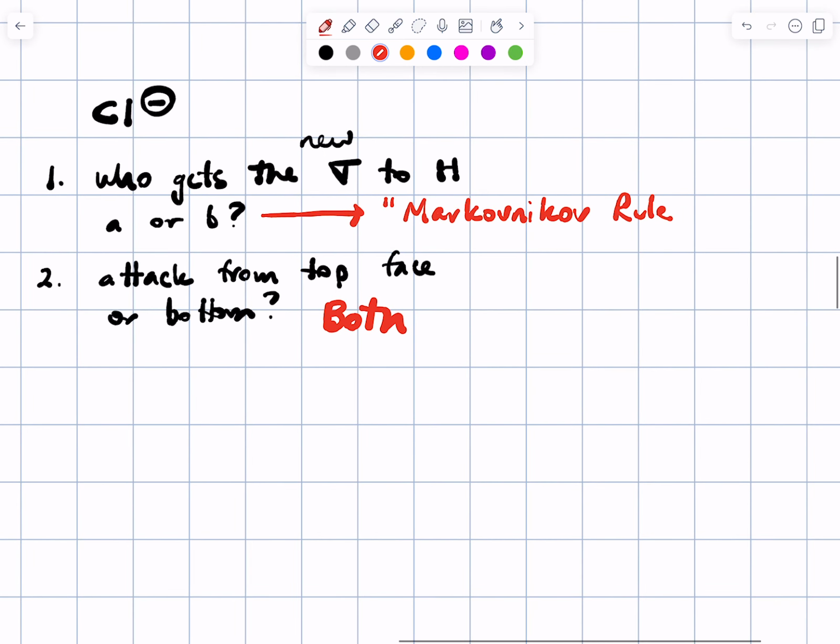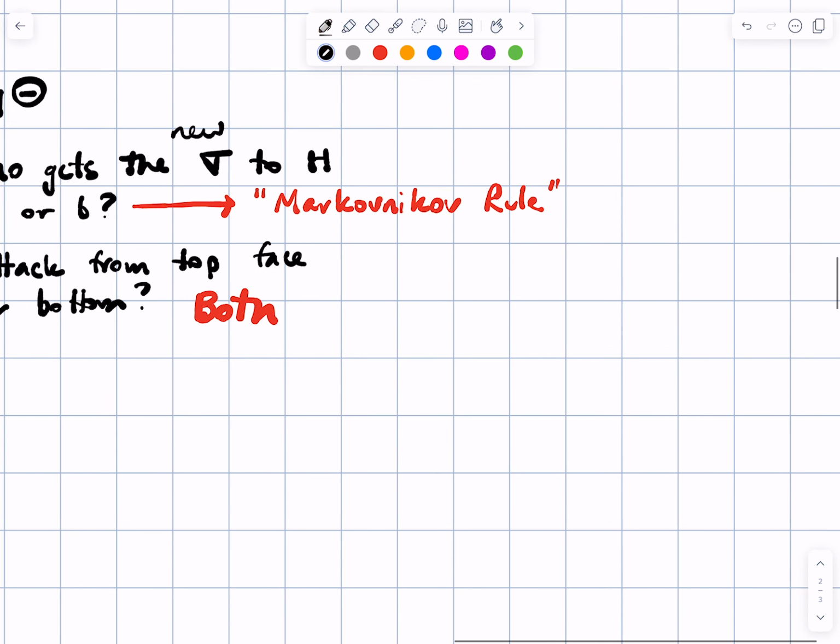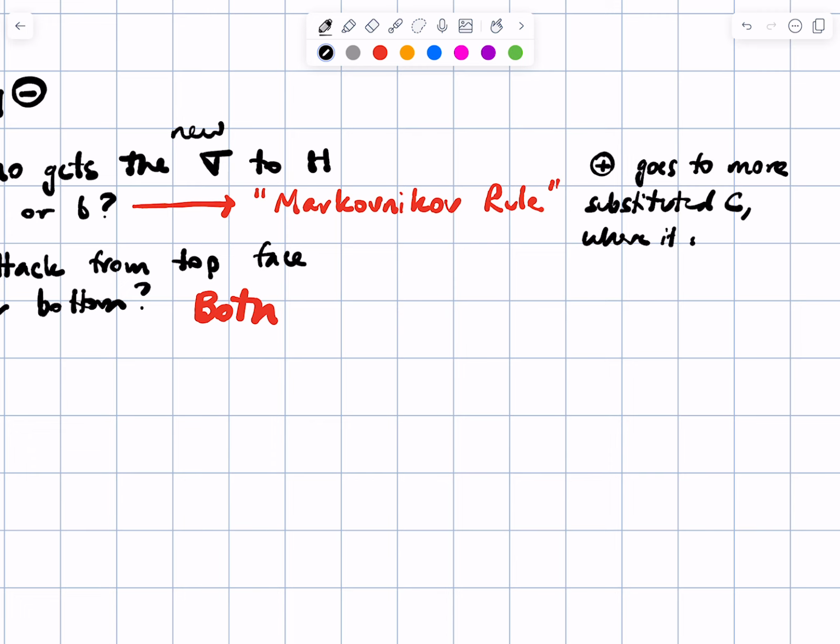which, you don't have to memorize the names of rules. You don't have to memorize rules that are named after dead people. You don't even have to memorize rules that are named after live people, but your text will use this, and I might occasionally use this. But the rule here is the plus charge goes to the more substituted carbon where it is more stable.